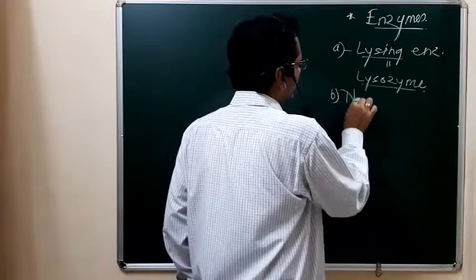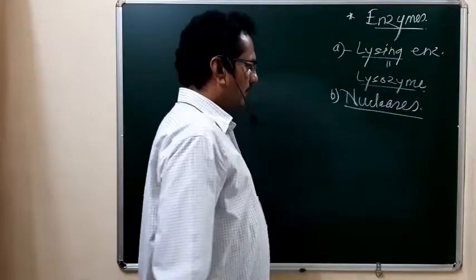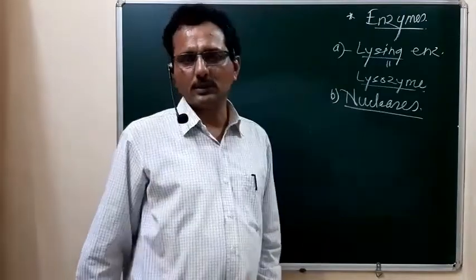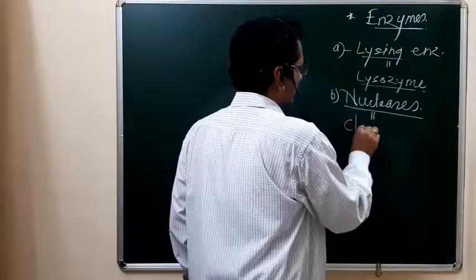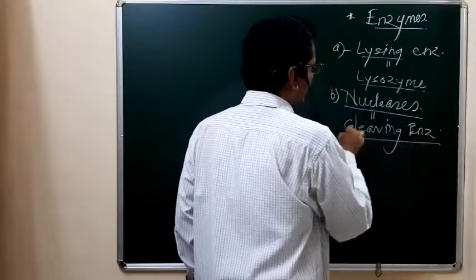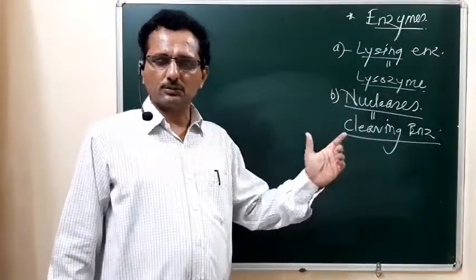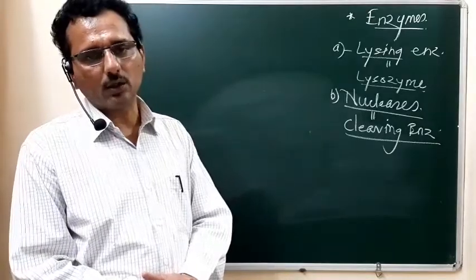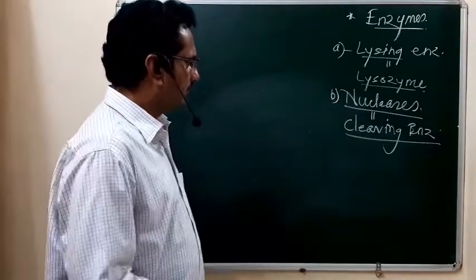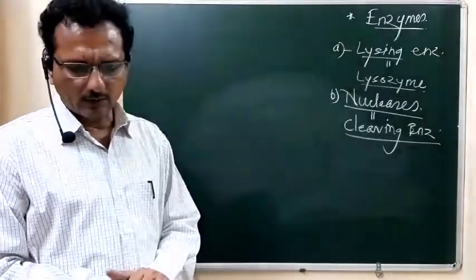These are called the nucleases. This nuclease enzyme cuts the nuclear material. These are also called cleaving enzymes, or cutting enzymes, meaning this enzyme is used to cut the DNA molecule, the nuclear material. Under the nucleases, two types of enzymes are there.